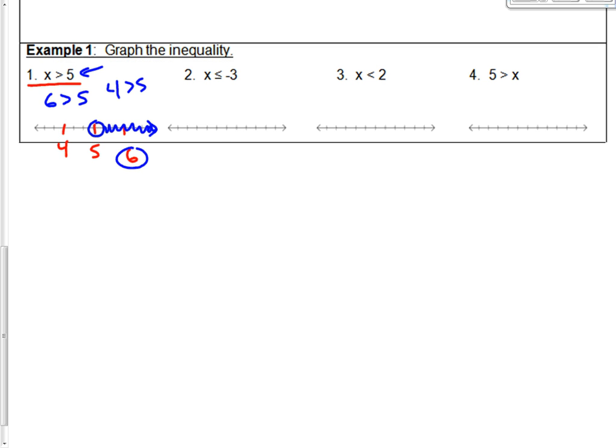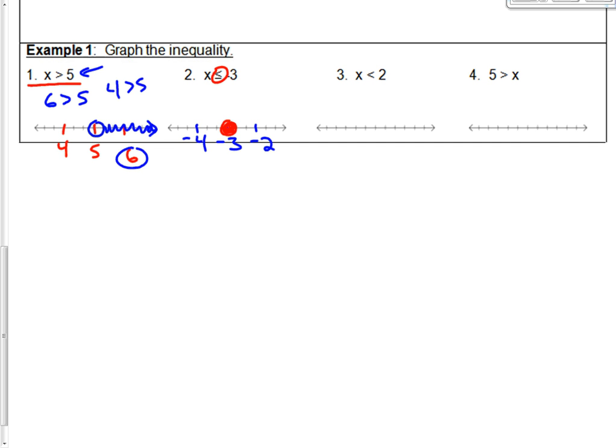Okay, look at number 2. Negative 3 is going to be the number that goes in the middle. A number smaller than negative 3 would be negative 4. A number larger than negative 3 would be negative 2. Now, this gets a circle on there, but this time we color the circle in. It's solid, and the reason is because of this equal to bar that's underneath the less than sign. If it has the bar underneath, we color it in.